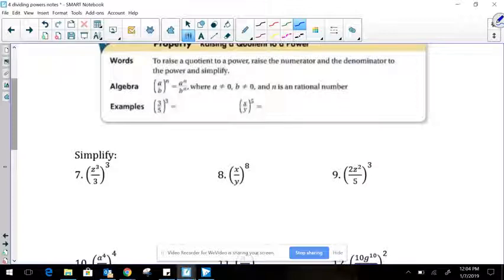Okay, so number 7 here. We have z cubed to the third. So I do 3 times 3, which is 9. So I have z to the 9th, and then I have 3 to the third on the bottom.